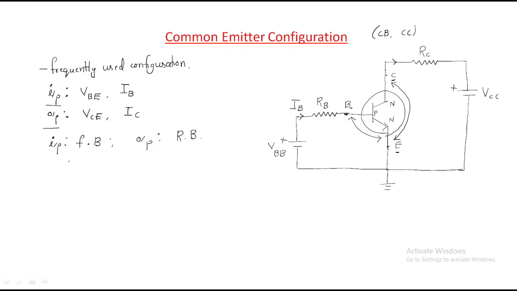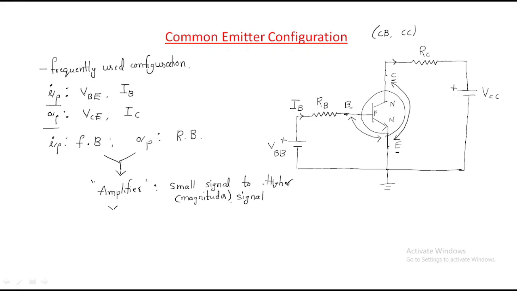This mode is generally applicable to operate as an amplifier. What is an amplifier? An amplifier is nothing but a device which converts a small signal to a higher magnitude signal. These are the comparisons of magnitude.